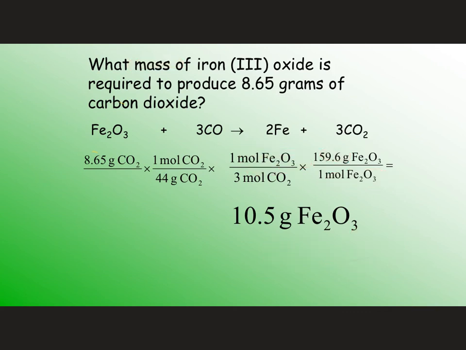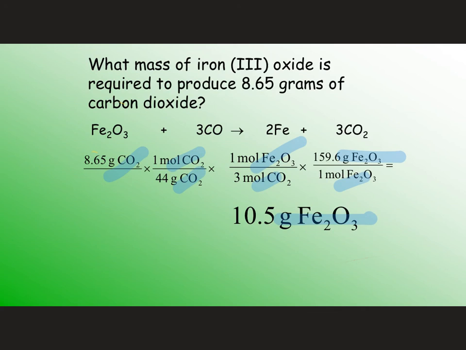So now that we have our conversion factors all set up, let's double check our units. Grams of CO2 cancels with grams of CO2. Moles of CO2 cancels with moles of CO2. Moles of Fe2O3 cancels with moles of Fe2O3, leaving grams of the iron oxide as my final answer. Final answer is units, I should say. To get the answer, we still have to go in and do the math.